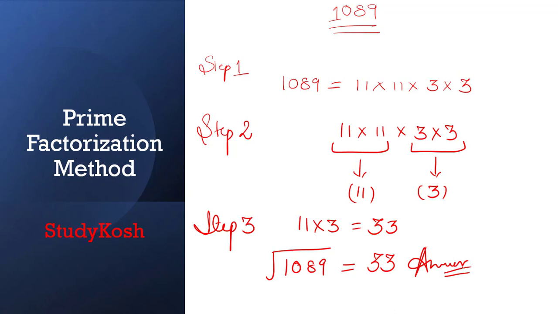So it is very simple to find the square root of any number using this method. I am giving you one homework. You need to find the square root of 1024 using the prime factorization method. Here I am giving you one hint. You just need to find the prime factors of 1024 and then follow the same steps which we have just discussed. The answer you will get is 32.